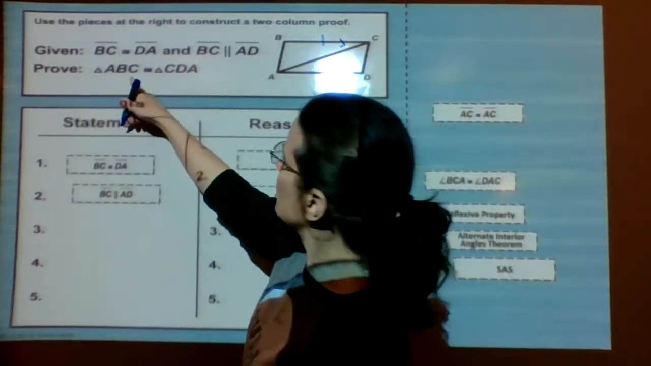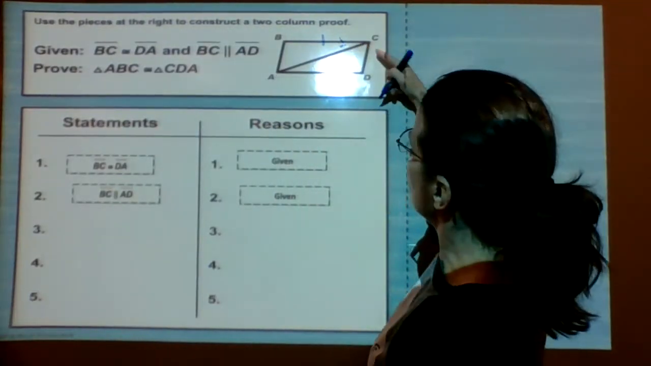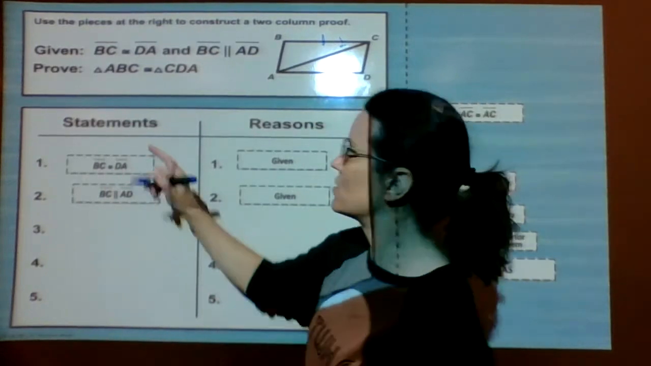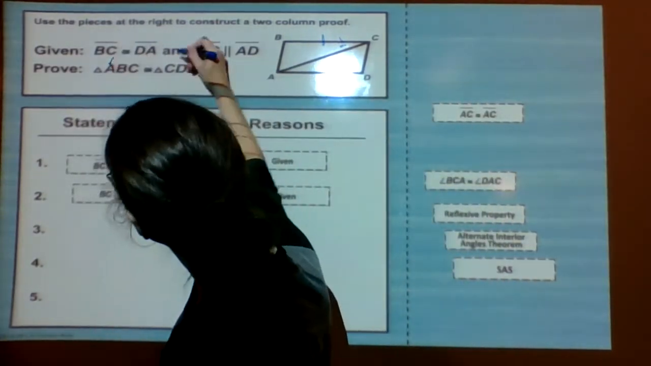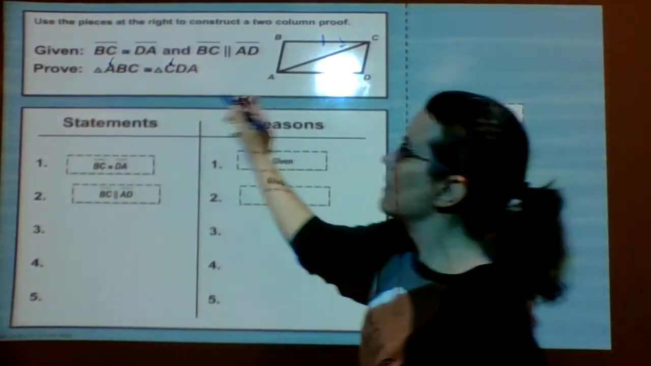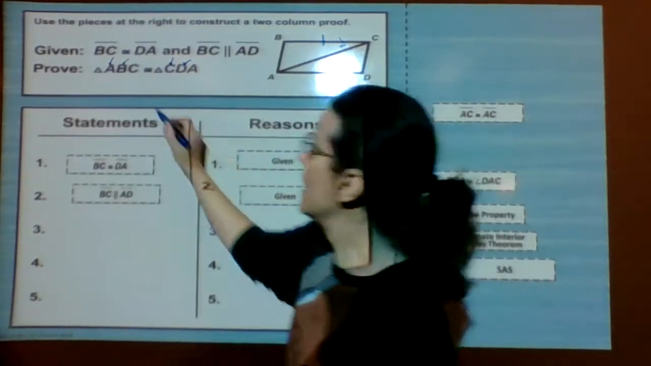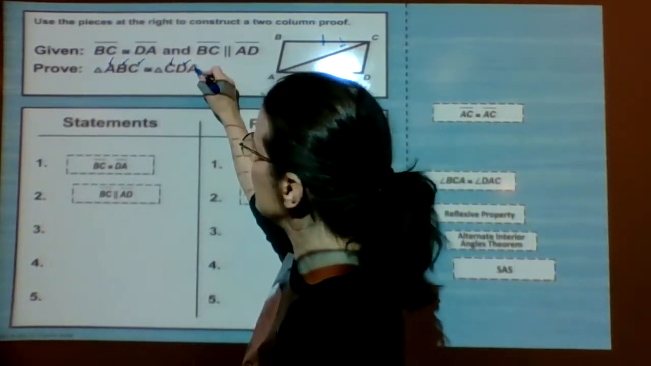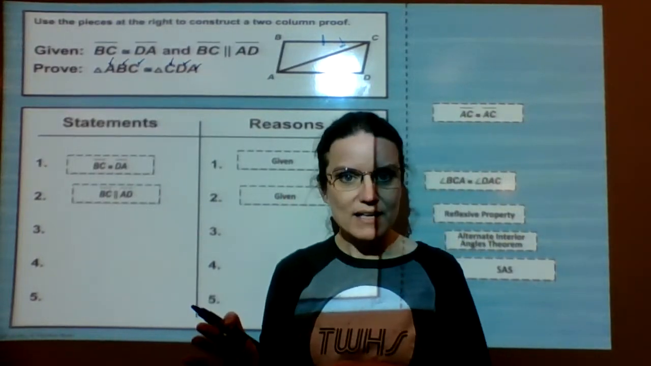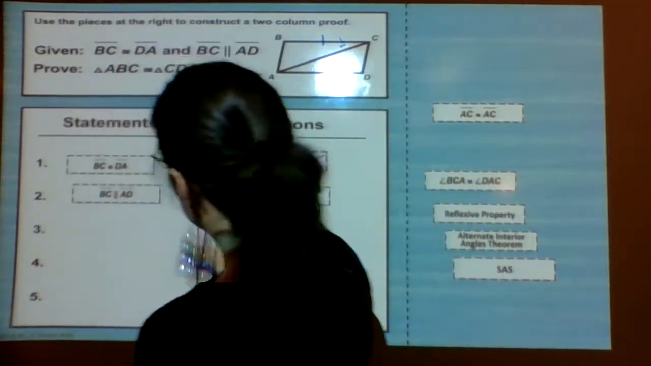And I want to prove that triangle ABC is congruent to triangle CDA. Now, if you recall from last time, that means we're trying to prove that angle A and angle C are somehow congruent, or that angle B and angle D are somehow congruent, and that C, again, is congruent to A. So you want to make sure that when you're proving this, you prove the right stuff is congruent in order to get to your right answer.